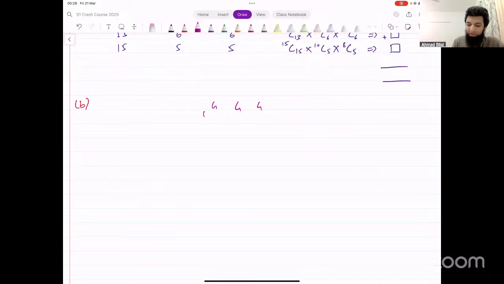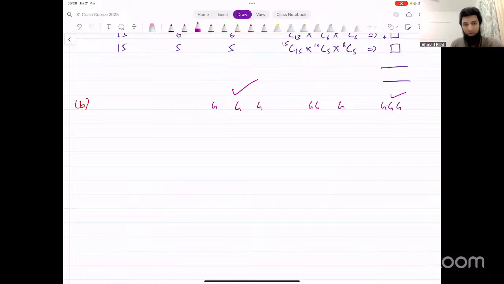One possibility is all G's are separate. Another possibility is all G's are together. And another possibility is that two are together and one is separated. We know how to evaluate this.